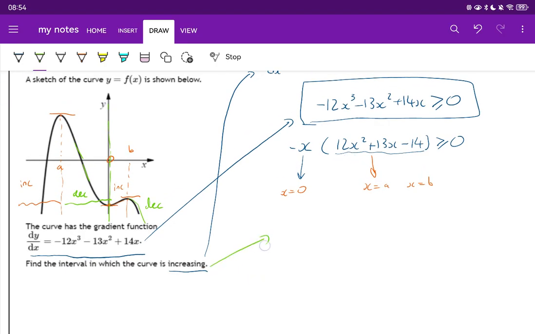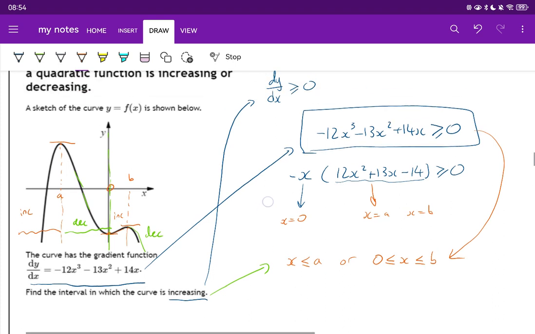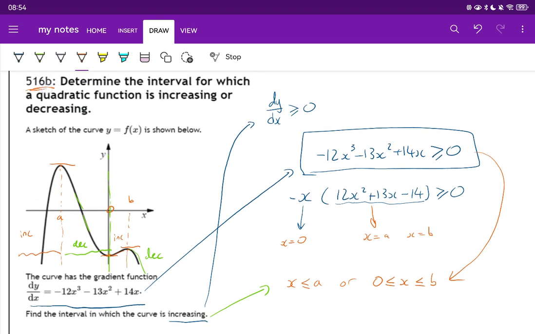We want to know when it's increasing. So increasing was anything to the left of a, or you could be between 0 and b. Now, if you use your quadratic solver, that should have come out straight away. Now you can test it yourself because you're going to be doing this key skill a few times today.